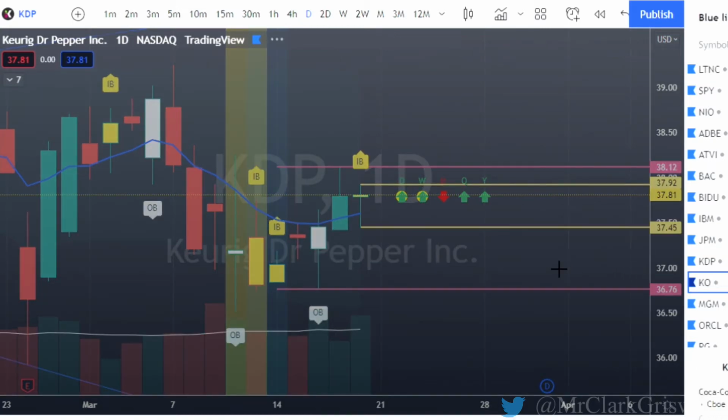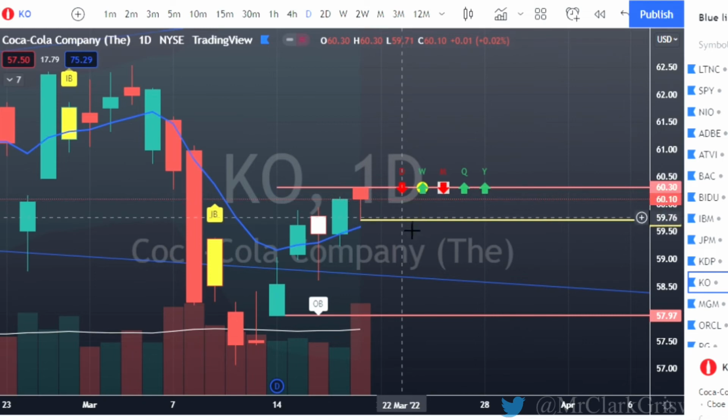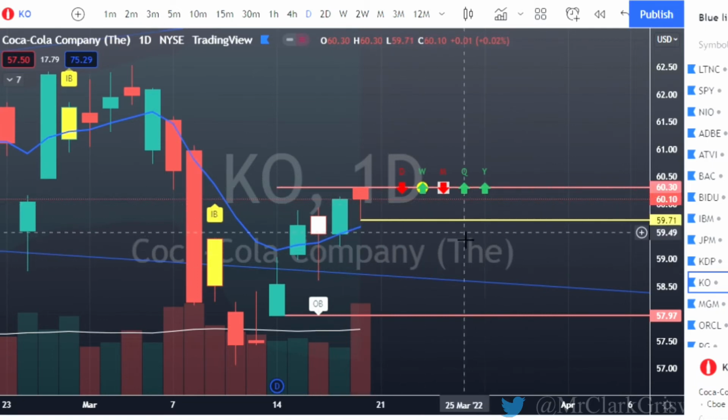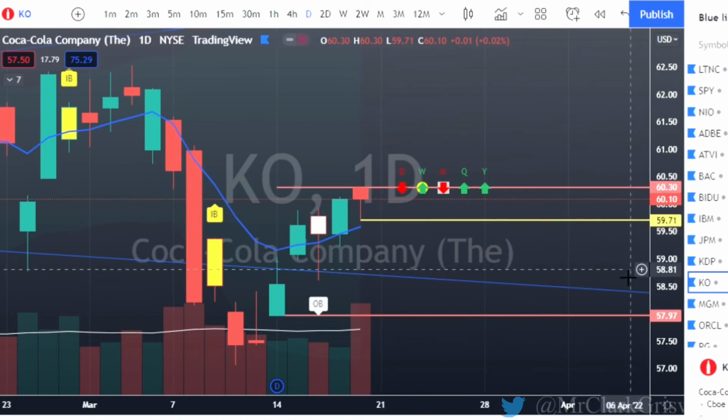KO is Coca-Cola. Coca-Cola has a 2-up that finished red. It is a hammer candle, so a little bit of indecisiveness. I don't know which way this thing's going to go, but we're looking for a reversal based on the candlestick, and it is a put at 59.71.